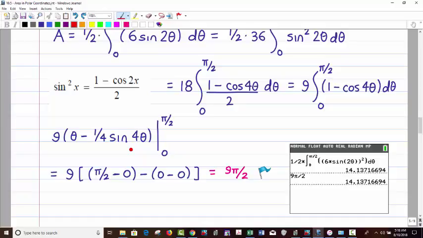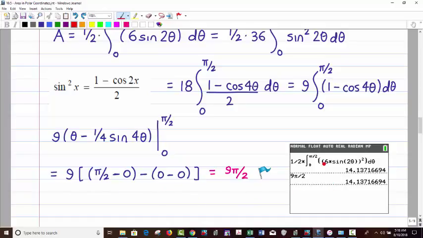Now plug in the values. Pi over 2 for theta. Pi over 2 here gives you sine of 2 pi, which is 0. Plug in 0 to the bottom one, you'll get zeros. So you end up with 9 times pi over 2, which is 9 pi over 2.